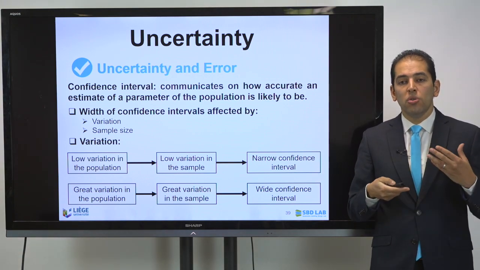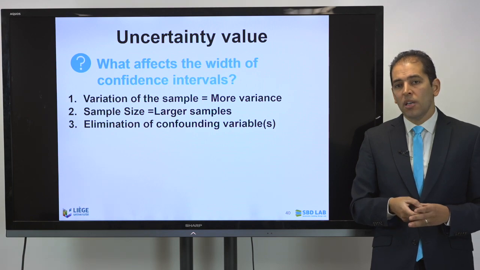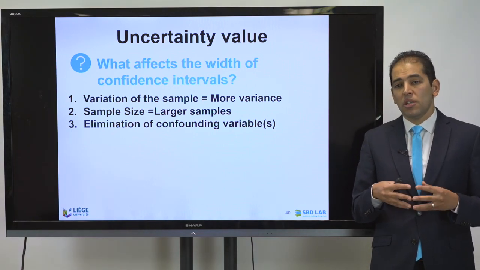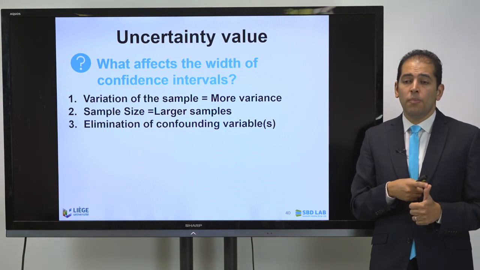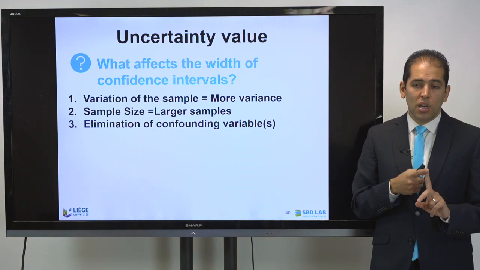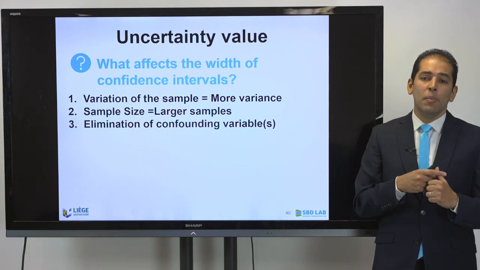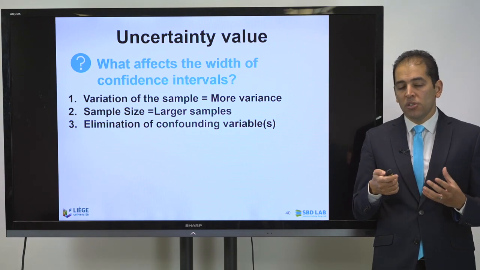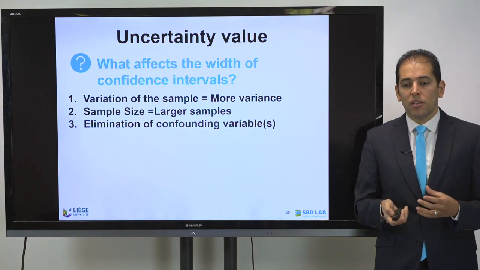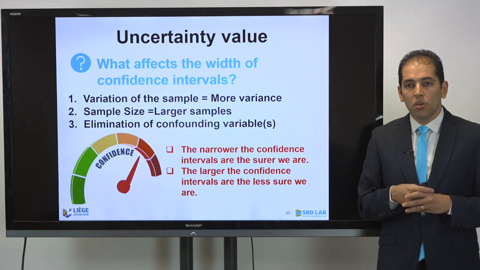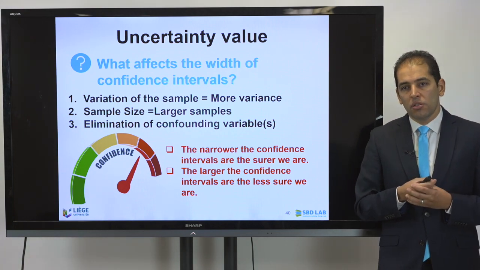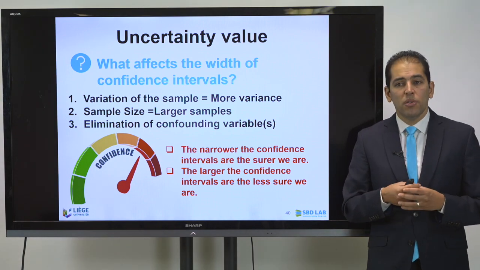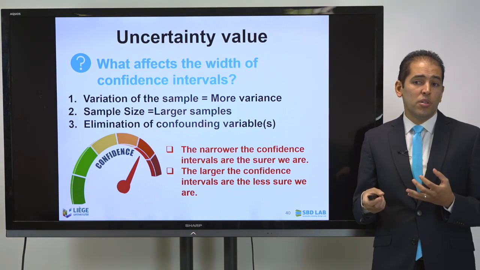Therefore, it's very important to report these findings. In general, what would affect the widths of confidence intervals? Like I said, the variation of the sample, so we need less variance; the sample size, we need larger samples; and the elimination of confounding variables, we will need to be very conscious about that. So to come to the conclusion, uncertainty evaluation is very important, and the question will always be what affects the widths of your confidence interval: the variation, the sample size, the elimination.